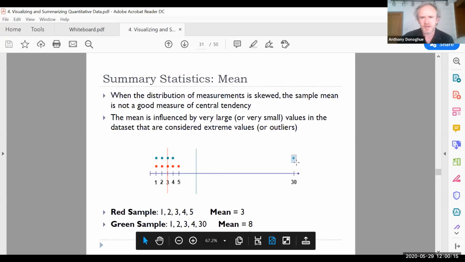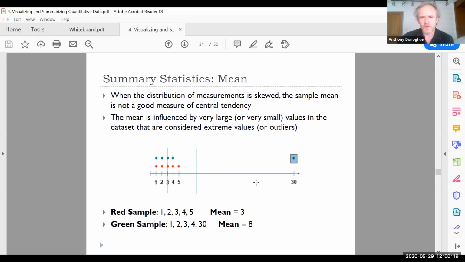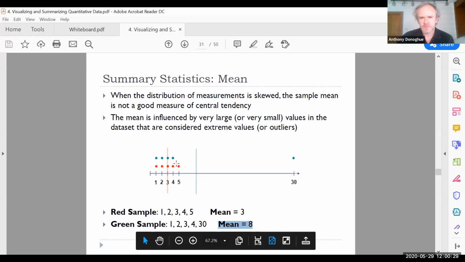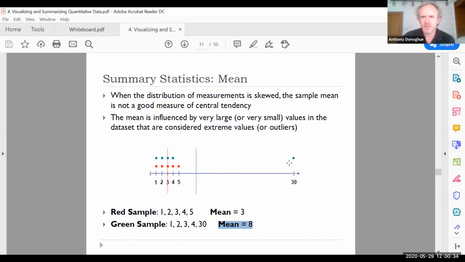If you have an outlier, say 1, 2, 3, 4, and 30, the mean gets pulled up towards it. And so the mean will be 8 in that case, for the green line, and so the outlier pulls the mean. And it's no longer telling you anything: only 20% of values are above the mean in that case, 80% are below. So therefore, it's not a good measure of central tendency in this case.